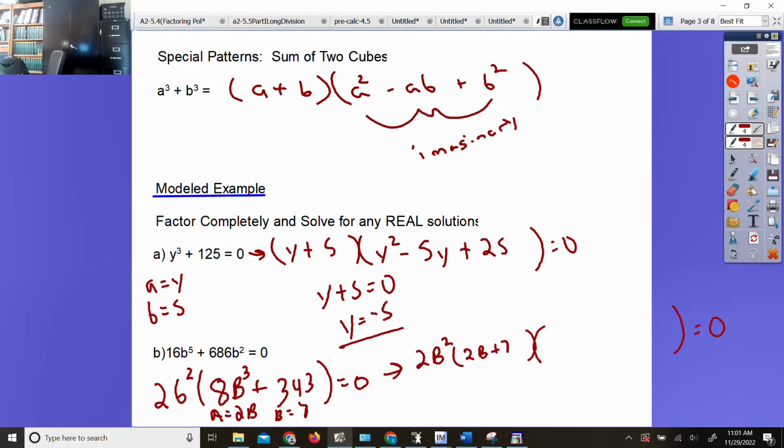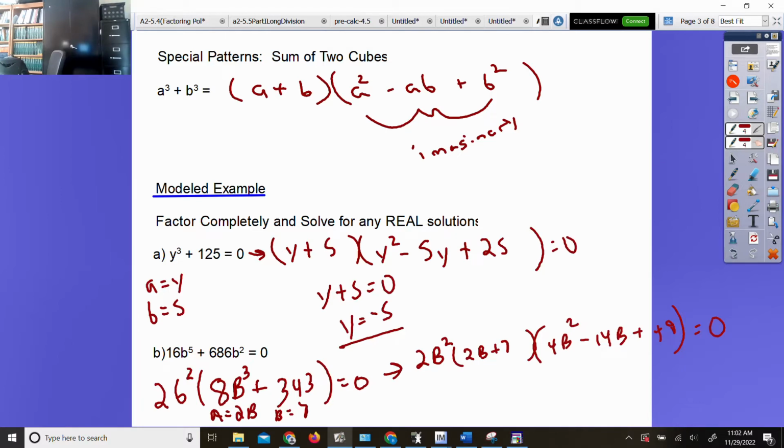What are you supposed to do with your A value on the second set? The third set here is going to be 4B squared, minus because there's a minus, 14B, plus because there's a plus, 49. All right. What we just wrote out is completely factored. How many factors are there?